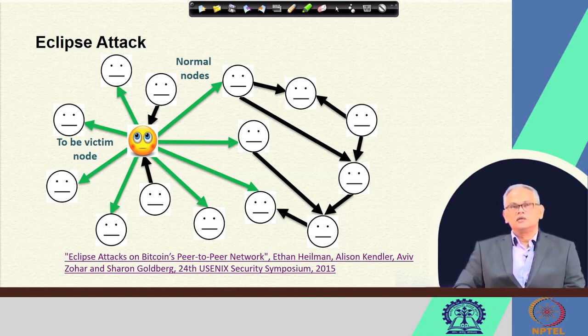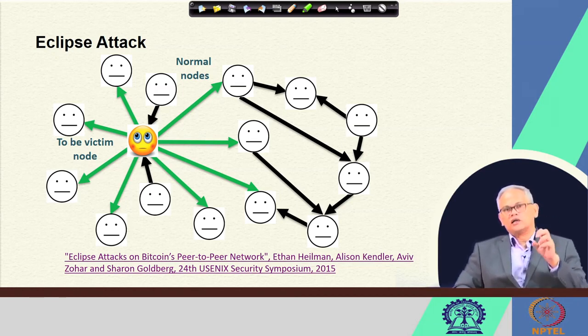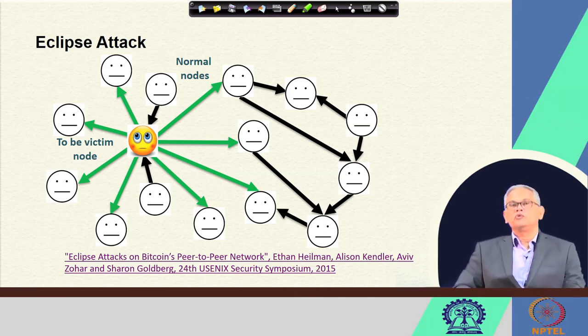What is done here in this eclipse attack? So, there is an identified victim. The attacker has identified a particular victim, which is shown here, that is the to-be victim node.